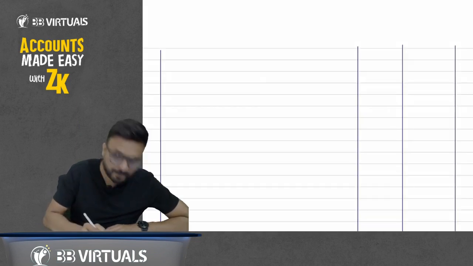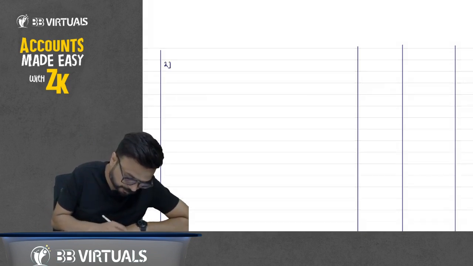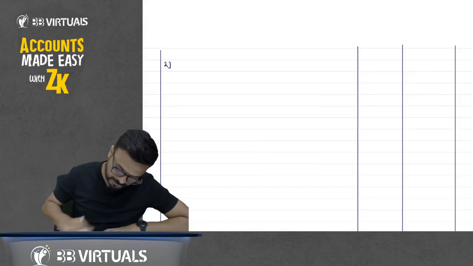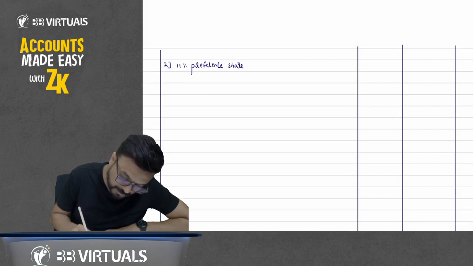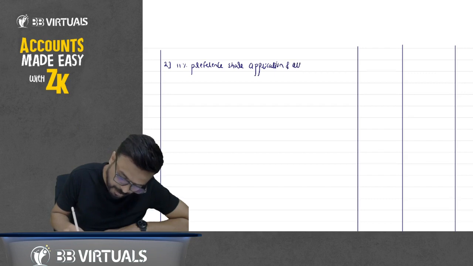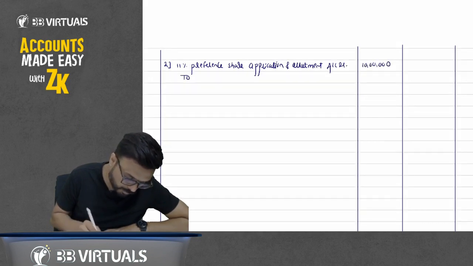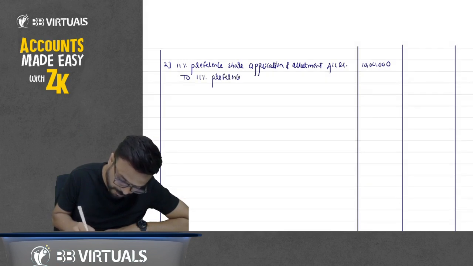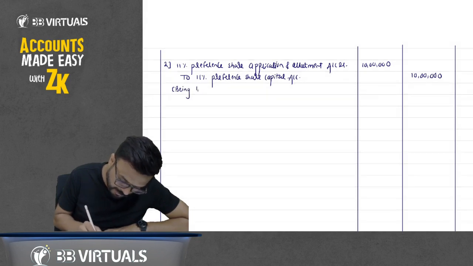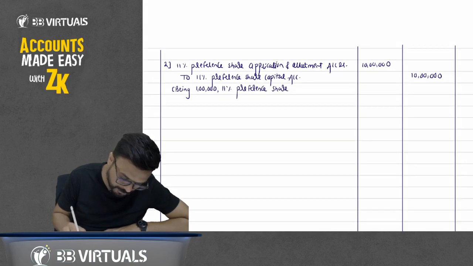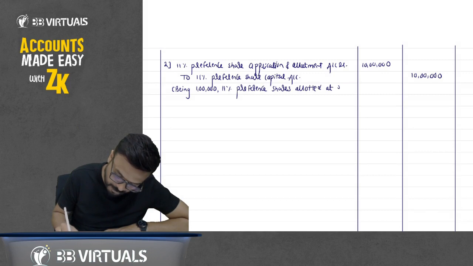Okay, write down here now the next entry, second. 11% preference share application and allotment account debit 10 lakhs to 11% preference share capital account 10 lakh, being 1 lakh 11% preference shares allotted at par. Just write down, I will explain, don't worry.